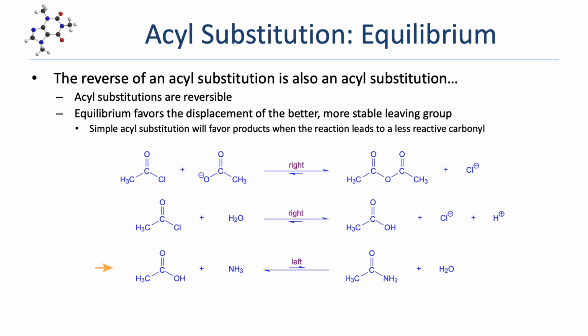In the last example, we see a carboxylic acid reacting with ammonia to form an amide and water. Remember that carboxylic acids are the anomaly. They're actually the least reactive of all the carbonyl types. This means that the product amide is more reactive than the starting carboxylic acid. We predict that equilibrium will favor the left, making this an unproductive reaction. Using this approach, you can predict the outcome of nearly any simple, uncatalyzed acyl substitution.